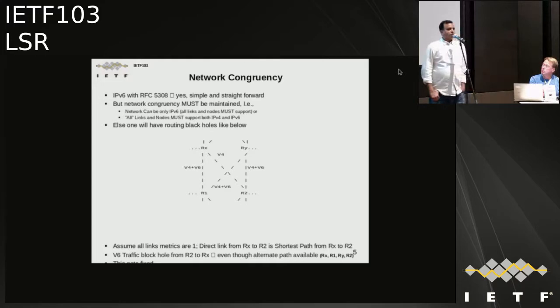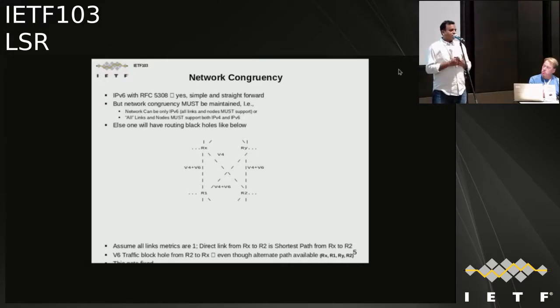If you are seeking to use 5308, you have to think about network congruency. If you are only IPv6, you're not going to touch v4, it's fine. You go ahead with 5308, no issues. But if you are transitioning, you have to be very careful. One simple example I showed here is you have a network with all links v4 and v6, except one link, which is v4 only, between Rx and R2.